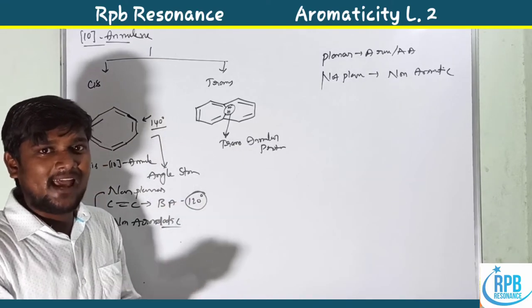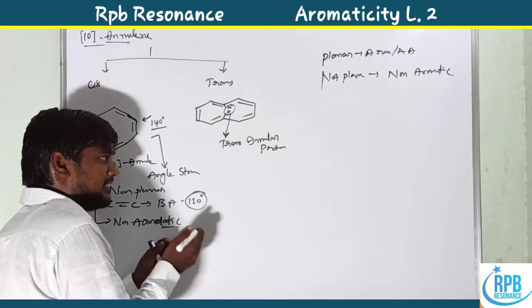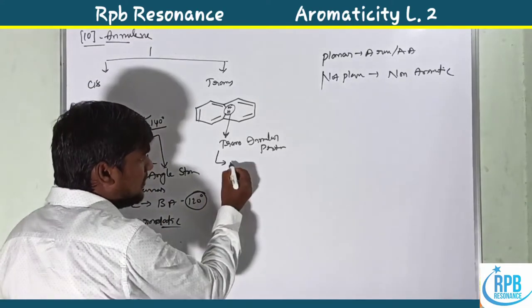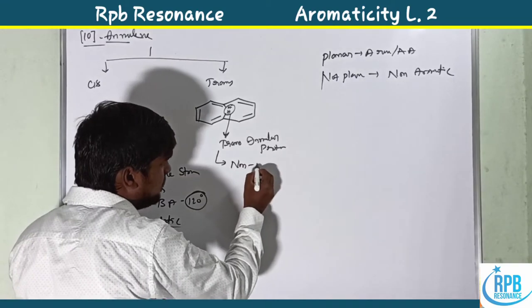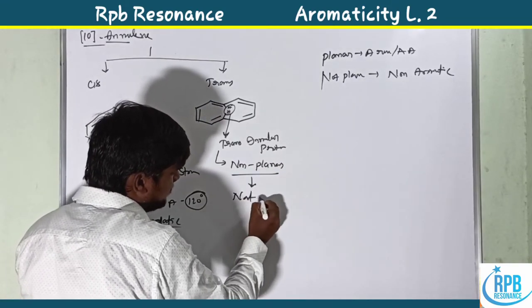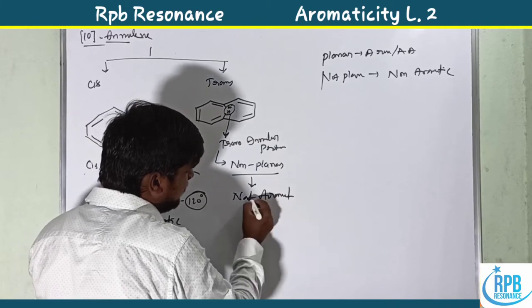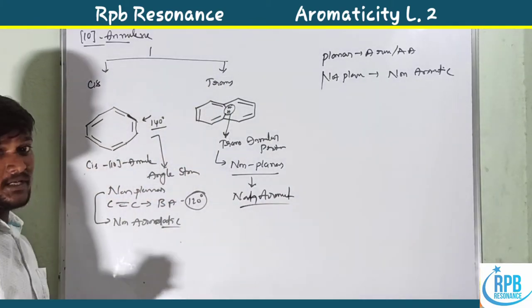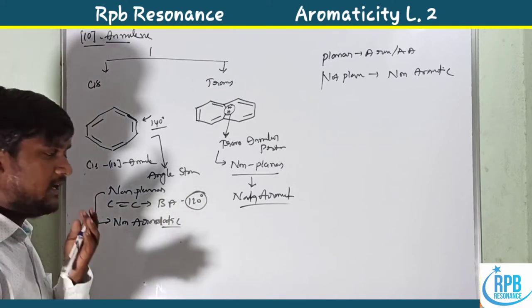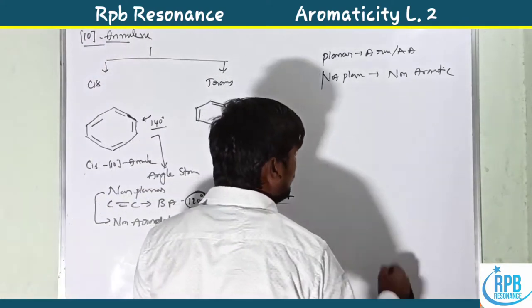Here transannular interaction is present. Due to the transannular interaction, the molecule becomes non-planar. That's why it is also not an aromatic, simply a non-aromatic compound. So 10 annulenes are non-aromatic. Both the isomers, cis and trans, are non-aromatic.